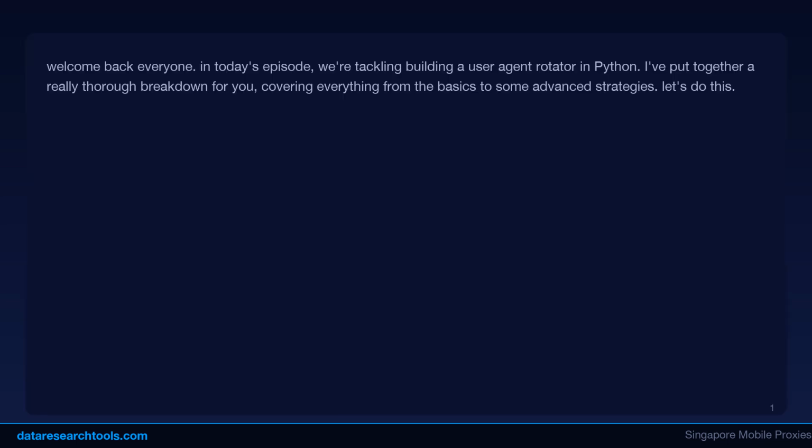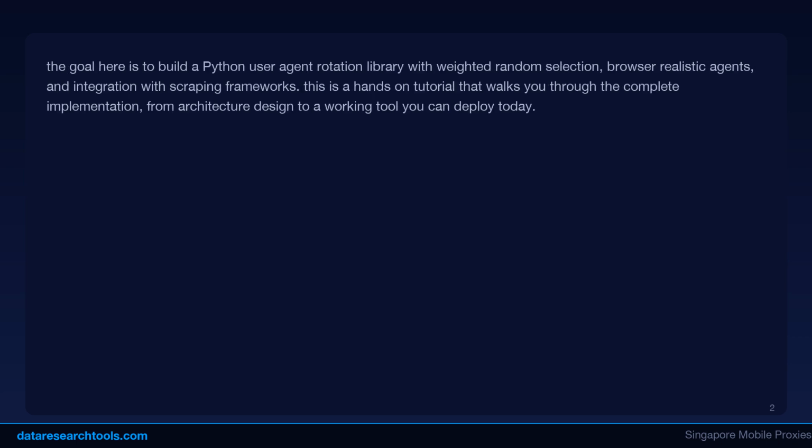Let's do this. A user agent rotator is one of the most basic but essential tools in any web scraping toolkit. Websites use user agent strings to identify what browser and operating system is making a request. If all your requests come with the same user agent, or worse with Python's default request user agent, you're practically announcing that you're a bot.